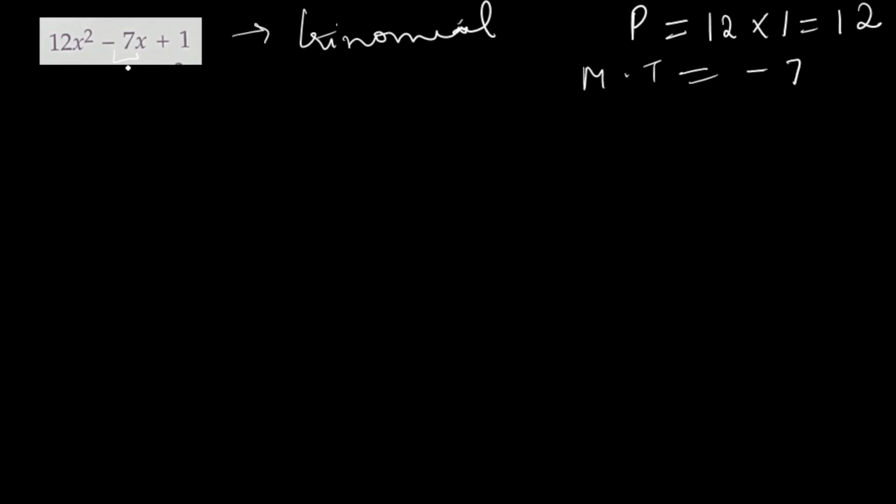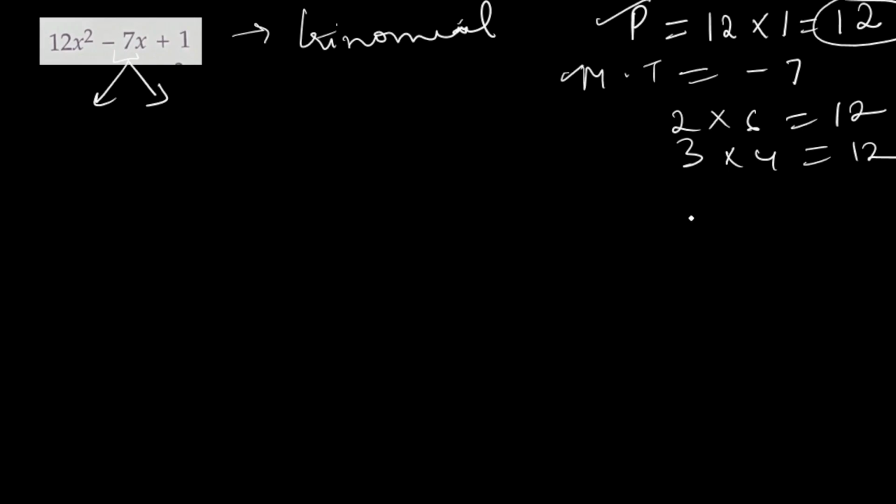Now we have to split this middle term, which is minus 7, into two numbers such that the product of those two numbers is equal to 12 and their addition is equal to minus 7. So let's write down the multiples of this product. We know 2 into 6 is 12, then 3 into 4 is 12. Then 4 into 3 and 6 into 2, which we have already written. We can also write 1 into 12 is also 12. So these are the multiples I have written.